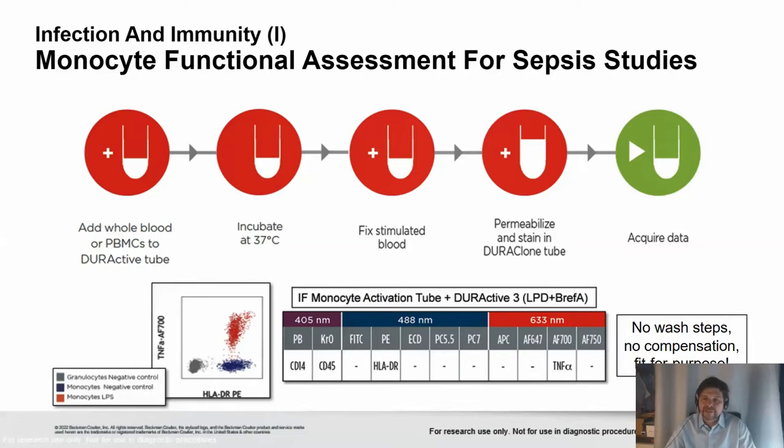It's really plug and play functional analysis of monocytes, because as you might see, there's also no wash step needed in this workflow, and there's no compensation needed due to the selection of fluorochromes that we did. So it's really fit for purpose when it comes to multicentric clinical trials, where the skill set at the different sites might be very variable. Doesn't matter here, any non-expert can handle that.